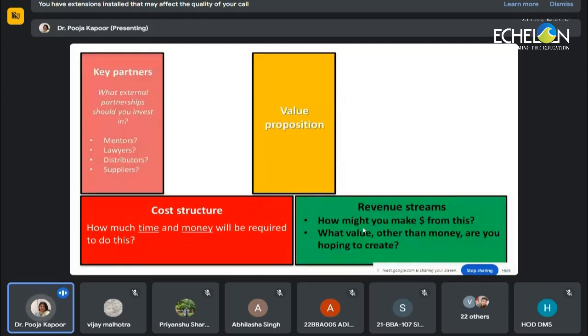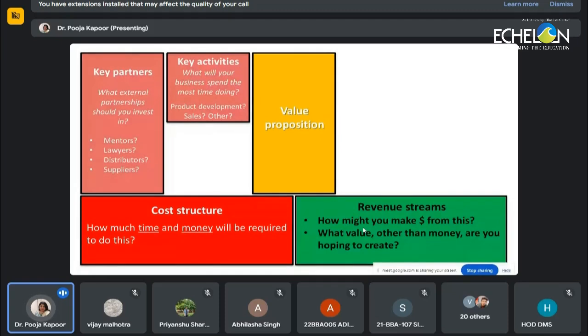Next, we talk about the key partners. Who all are the key partners in the entire channel? What external partnerships should you invest in? Who will be your partners, like mentors, your lawyers, distributors, sometimes suppliers, sometimes producers. They all are basically a part of your key partners. It will come under this. So you have to identify who all are my key partners. What are the key activities?